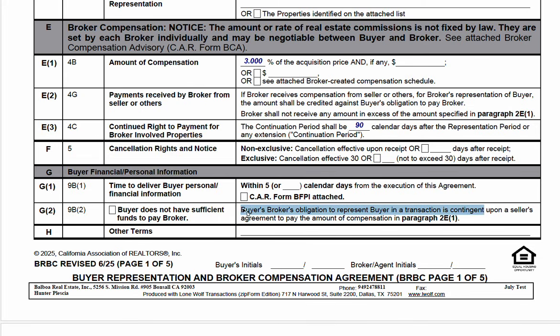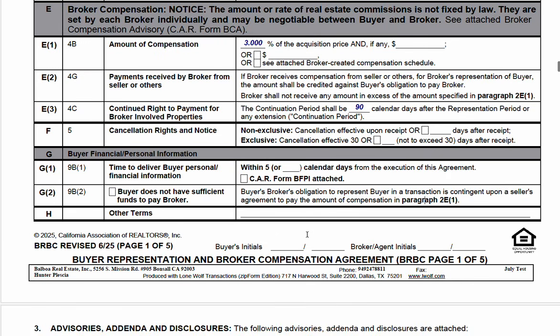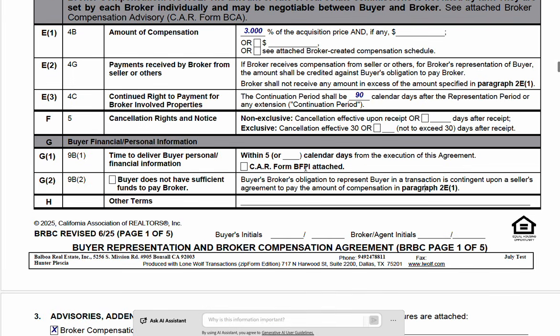Seriously, you have to set a boundary. And if the only buyer you find isn't willing to even make that commitment, you're not in business. I hate to break it to you, but you're not in business. So never, ever check G2. Other terms, do you need them? Write them in if you need to. That's it. We're done. Buyer's going to initial.